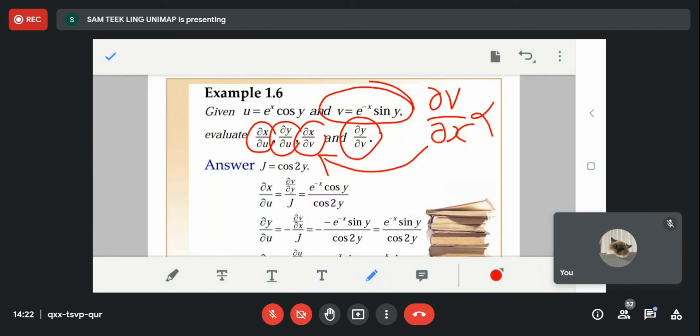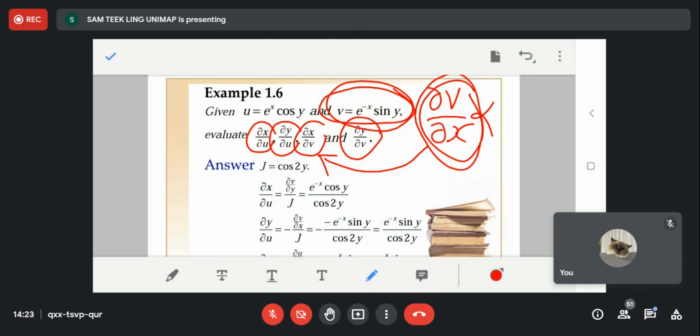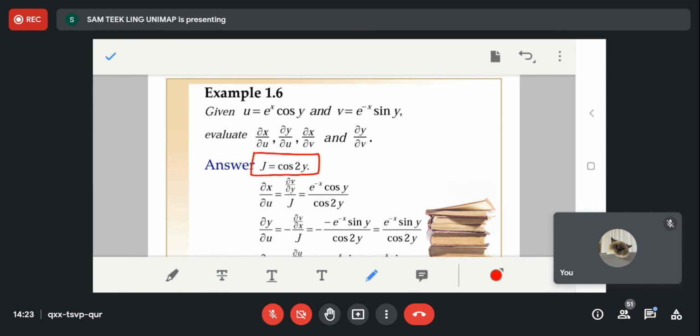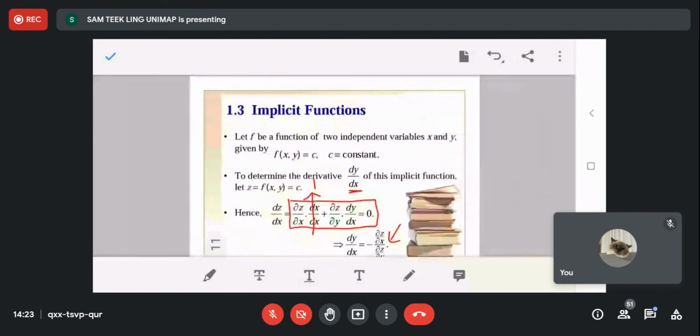You can see the question gives you like this one. You can directly find this one only. Del v del x is no problem, you can directly find. But del x del v, the inverse one, that one you need to apply the formula. So this is why we apply inverse function. We cannot directly find the inverse function. We can only apply the formula to solve it. So for inverse function, you need to find J first, because the formula all involve J.